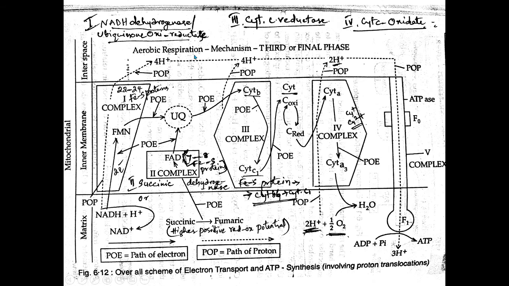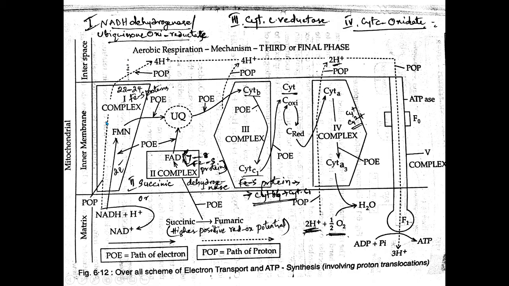This is very important. You need to know about these protons; you will come to know about them at the end of this topic. So you need to remember, in the first step, while transferring two electrons, four protons from the mitochondrial matrix enter into the intermembranal space.